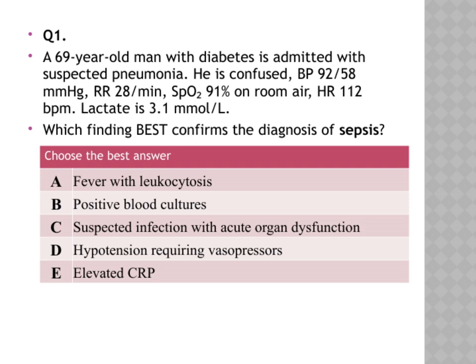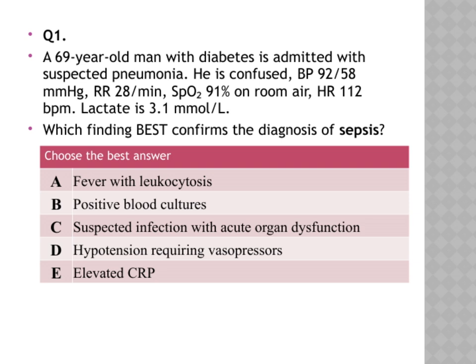Looking at the options, fever with leukocytosis can suggest infection, but it's not specific enough for sepsis. Positive blood cultures are very important, but they take time and aren't always immediately available. Elevated CRP is a marker of inflammation, but again, not definitive on its own. What truly indicates sepsis here is the presence of suspected infection combined with acute organ dysfunction. That's why the option, suspected infection with acute organ dysfunction, is the most accurate.